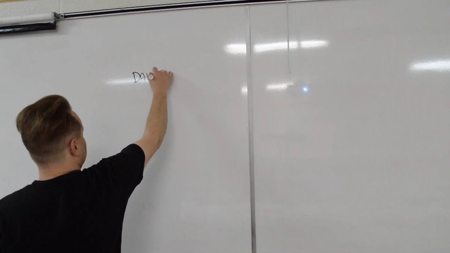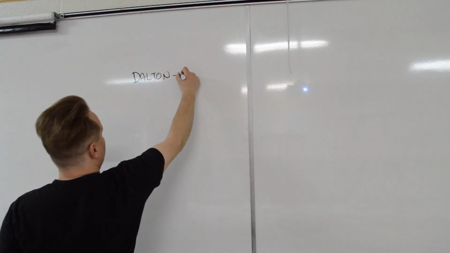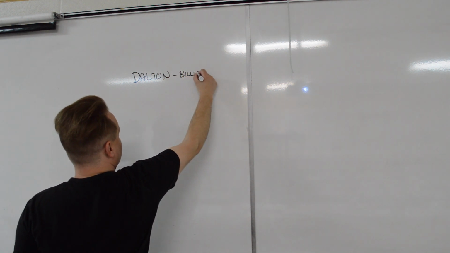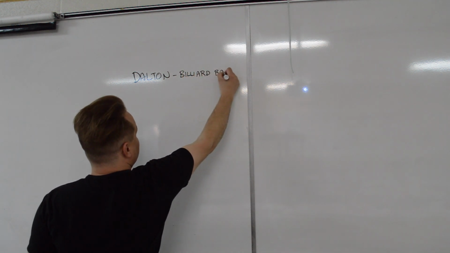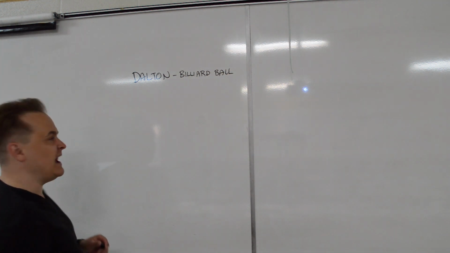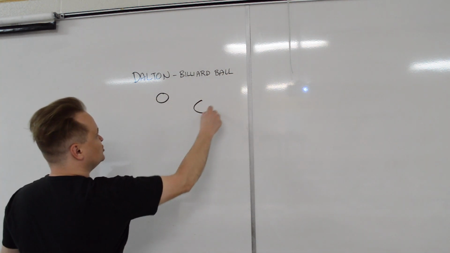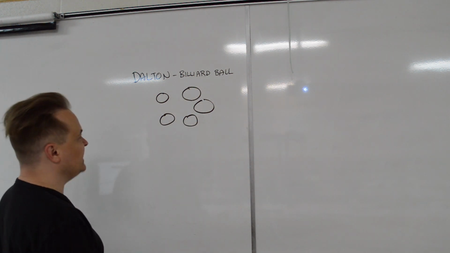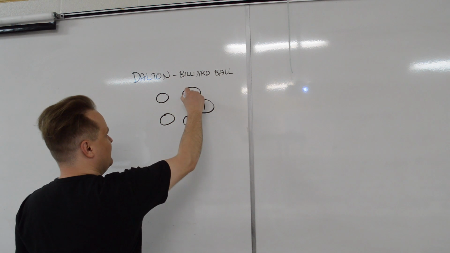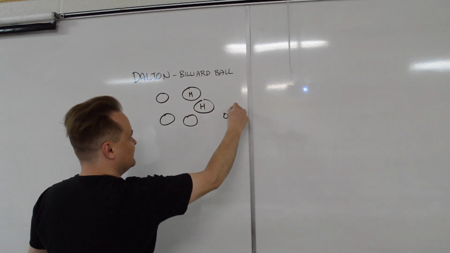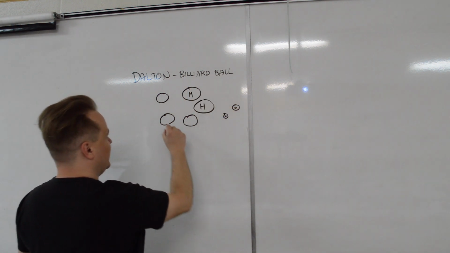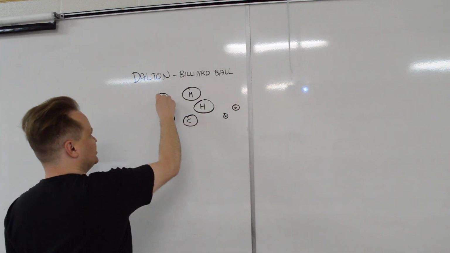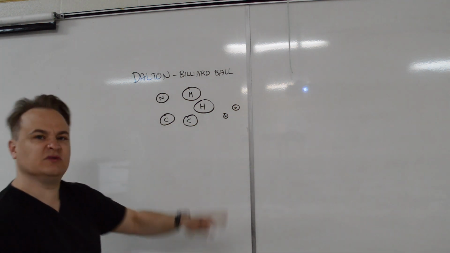So his idea, Dalton, he was called the billiard ball. He basically thought, okay, this is what an atom is. It's a solid chunk, like a pool ball, a billiard ball. So hydrogen would all be exactly the same. Maybe oxygen would be this big. You could put oxygen, carbon, nitrogen. He said every atom was just one chunk. There were no particles in it.